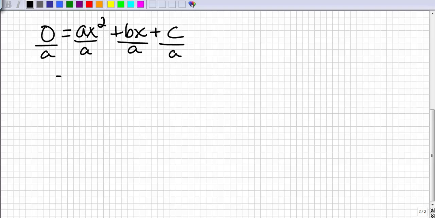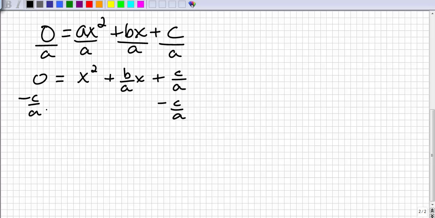And so what we're left with is 0 equals x squared plus b over a x plus c over a. Now to complete the square, we're going to have to get rid of this c over a. So we're going to move it over to the other side by subtracting it. And so we're left with negative c over a equals x squared plus b over a x.